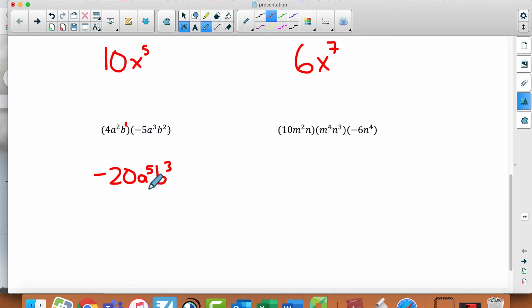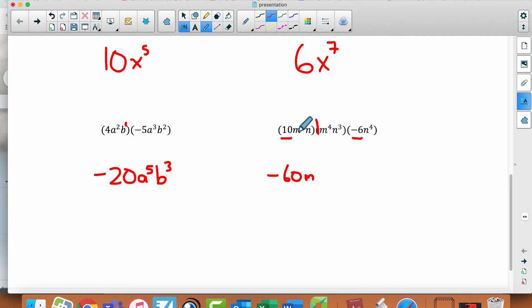Okay, we're multiplying 3 things together here. What are the coefficients? The coefficients are 10, -6, and 1. Remember, if you don't see a coefficient, there's a 1 there. So 10 times 1 is 10, and 10 times -6 is -60. Now we'll look at the m's. M, there's no m here. That's okay, just multiply these two together.